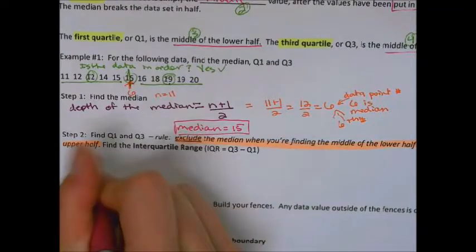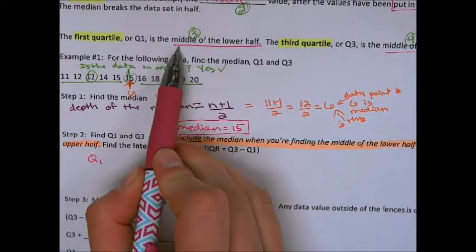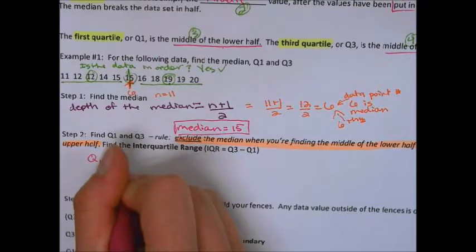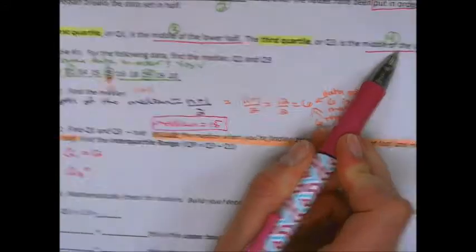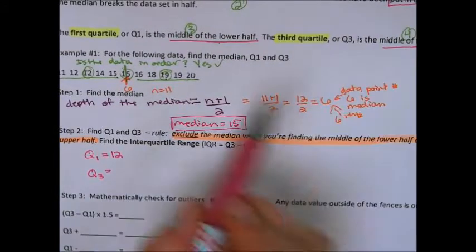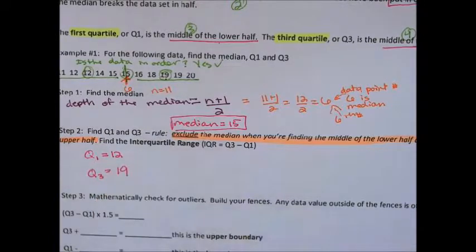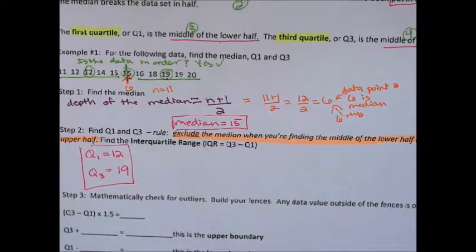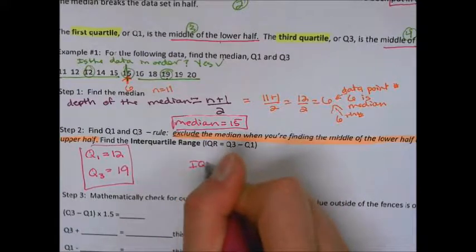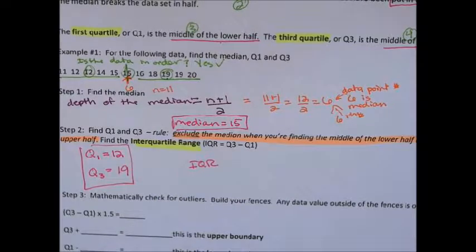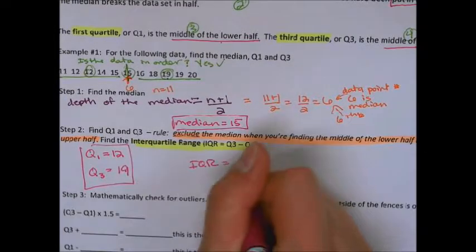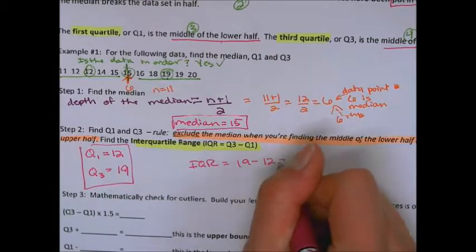So Q1, the middle of the lower half, is 12. Q3, the middle of the upper half, is 19. Here's a new word. Interquartile range, and here's our little formula. Q3 minus Q1. Q3 minus Q1, so I get 7.